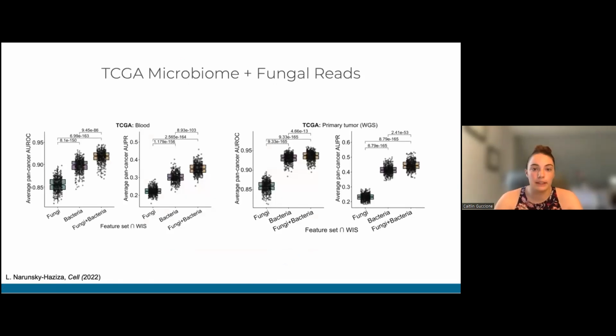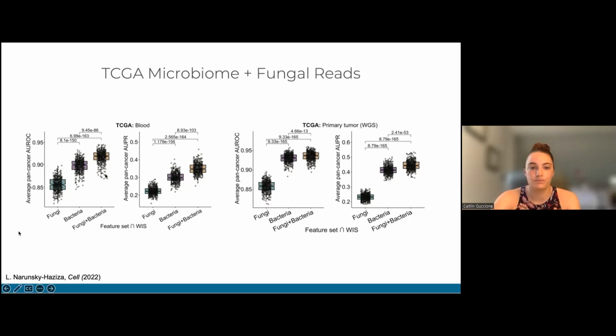Shortly following that paper, Greg released one more paper in collaboration with some people at the Weizmann Institute, looking at not only bacteria, which is what his first paper focused on, but also fungi. And he actually found that both in the blood and in the primary tumors, adding fungi and bacteria together and looking at those reads gave an even more confident prediction model of what cancer type we were looking at.